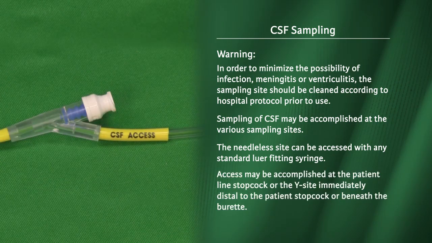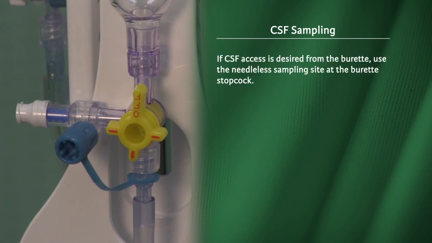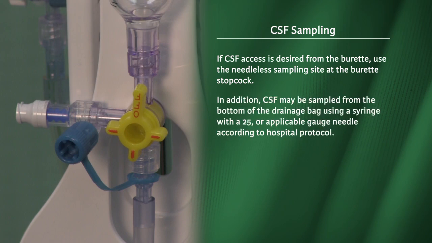Access may be accomplished at the patient line stopcock or the Y site immediately distal to the patient's stopcock or beneath the burette. If CSF access is desired from the burette, use the needleless sampling site at the burette stopcock. In addition, CSF may be sampled from the bottom of the drainage bag using a syringe with a 25 or applicable gauge needle according to hospital protocol.